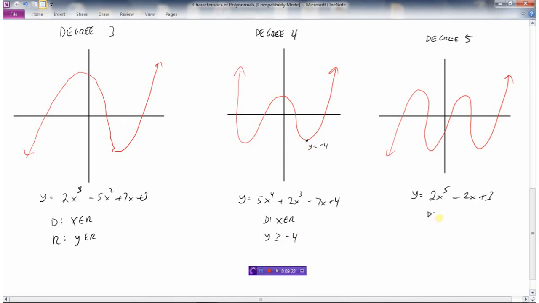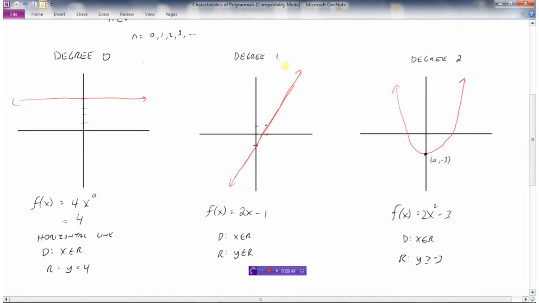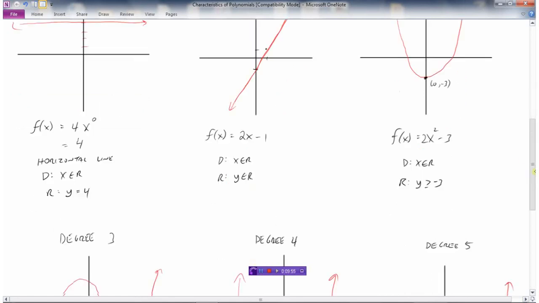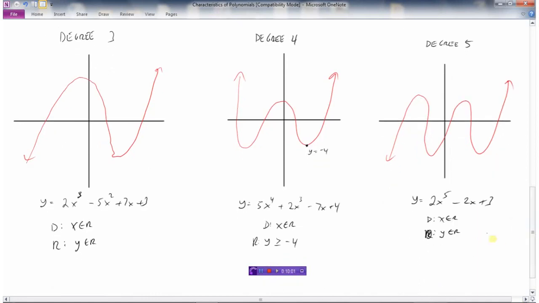Then we go back and look at this one, degree 5: domain, all real numbers. Range, all real numbers. So there's a bit of a pattern here, and maybe you've figured that out. If we go back and look at these ones, degree 1, when the exponent or the degree was odd, we seem to have a range that was all real numbers. So degree 1 was all real numbers. Degree 3, range all real numbers. Degree 5, range was all real numbers.